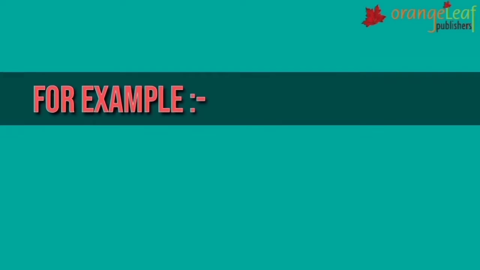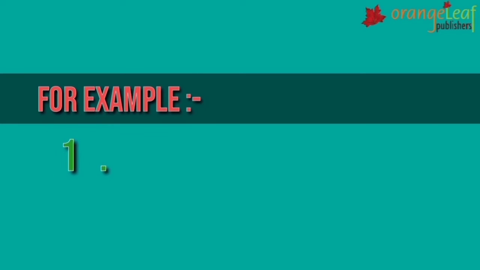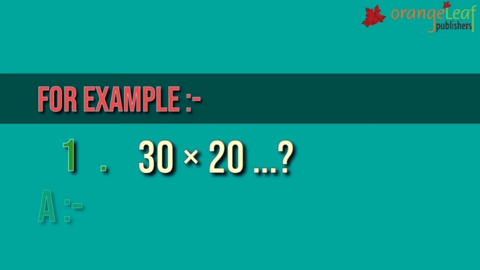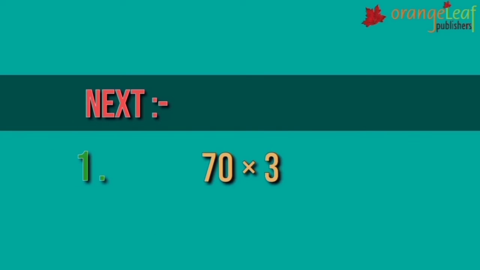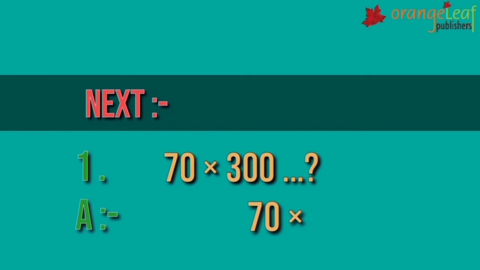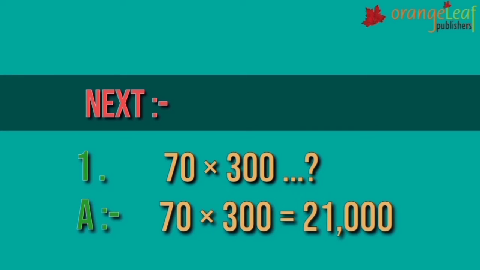Oral multiplication. Here, the steps to multiplication are: first, multiply the non-zero numbers. Second, insert as many zeros as the multiplicand and the multiplier all together have. For example, first, 30 into 20. 30 into 20 is equal to 600, that is 6 with 2 zeros. Next, 70 into 300. 70 into 300 is equal to 21,000, that is 21 with 3 zeros.